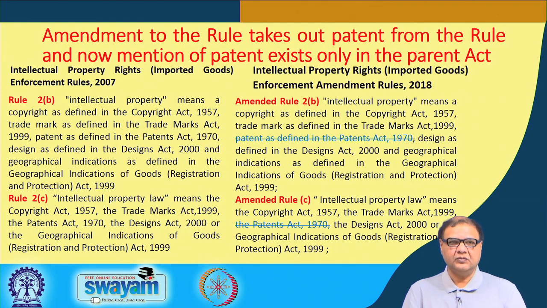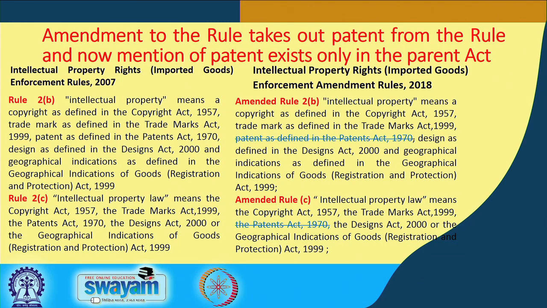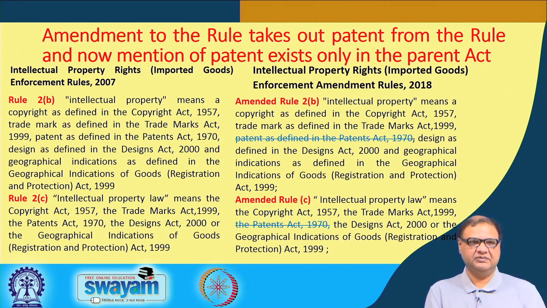Now, we'll look at what it used to say at that particular point of time. What happened in 2007, when this rule was created, is that it contained a definition of intellectual property, and also a definition of the term intellectual property laws. As you can see, rule 2B of the rule enacted in 2007 says that intellectual property means copyright, it includes trademark, and it also includes patent as defined in the Patent Act of 1970. Furthermore, rule 2C also says that intellectual property law includes patent right.